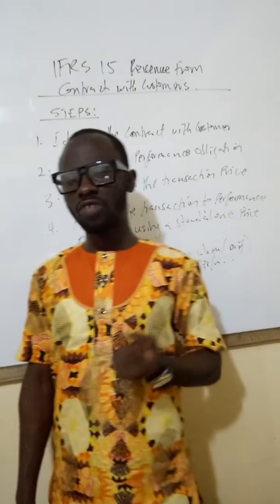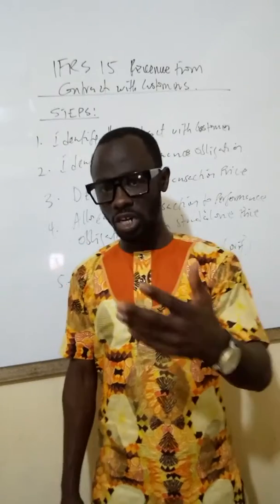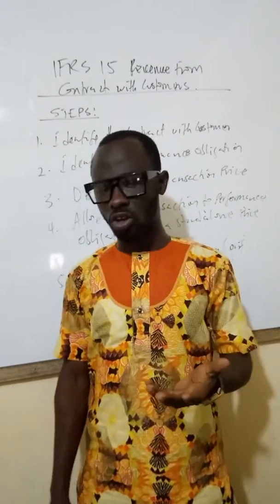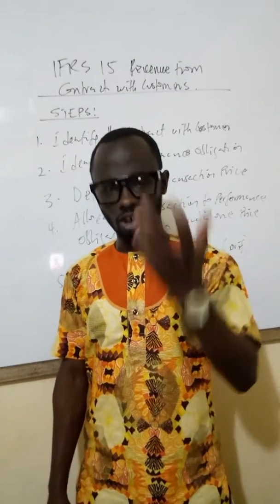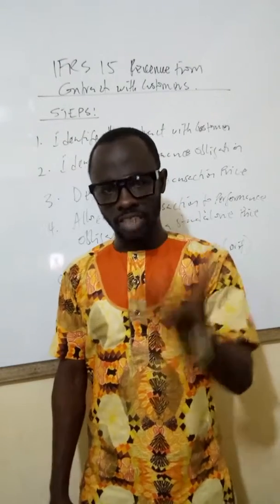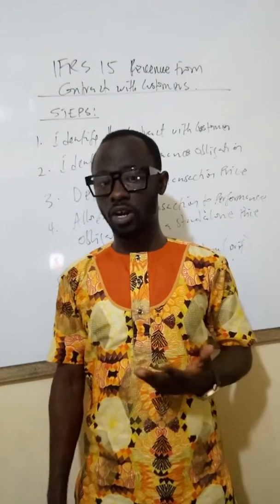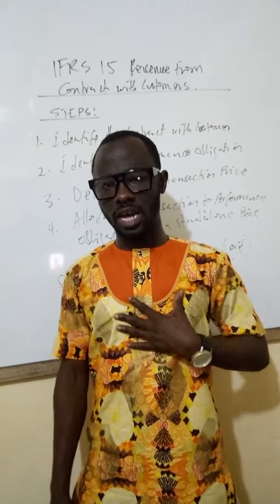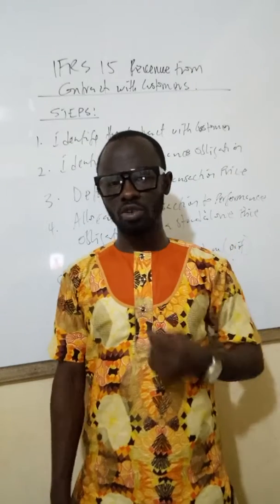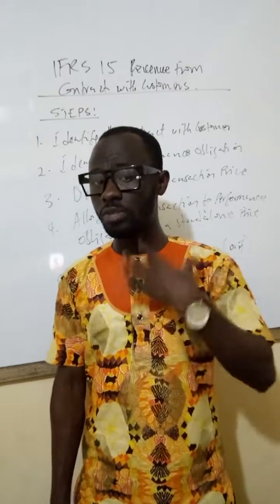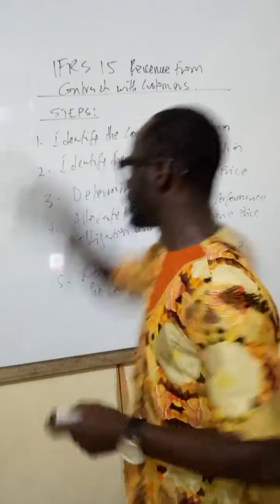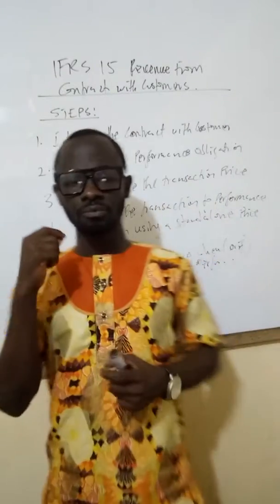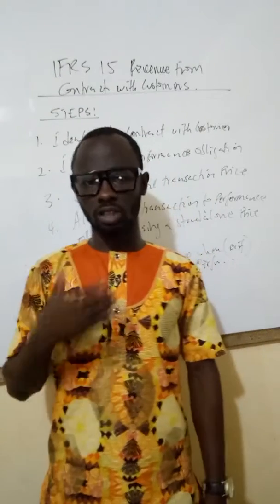Now, after we have identified the contract with a customer, yes, both of us have approved the contract. The contract has a commercial value. The terms of payments have been agreed upon. We know that it is probable that we're going to be receiving the money. We know how much money we're going to be receiving, and we know what we're going to be doing under the contract. That is the first stage. We have identified the contract. The second stage is to identify the performance obligation.